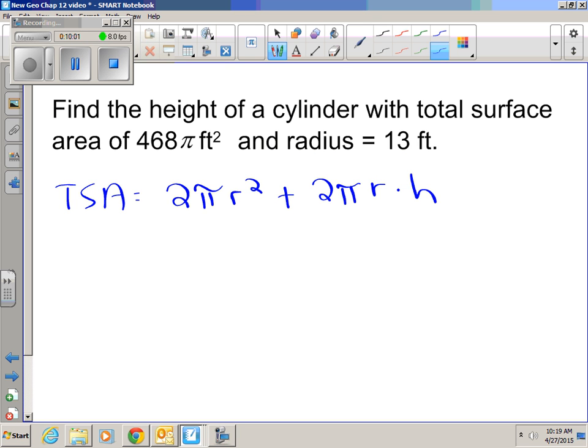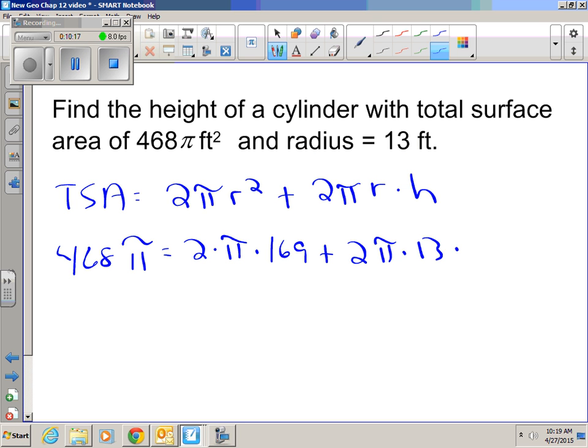surface area is 468 pi. So 468 pi is equal to 2 times pi times the radius squared, 13 squared is 169, plus 2 times pi times 13 times h. This can be simplified now. 468 pi is equal to 2 times 169 is... So now I'm going to get 338 pi plus 2 times 13 is 26 pi h.